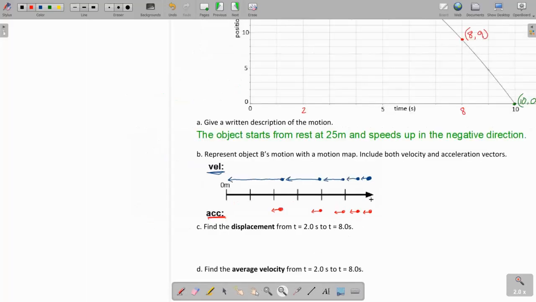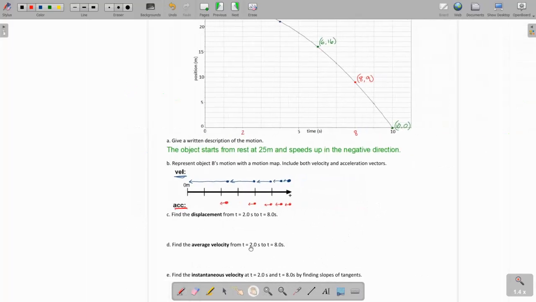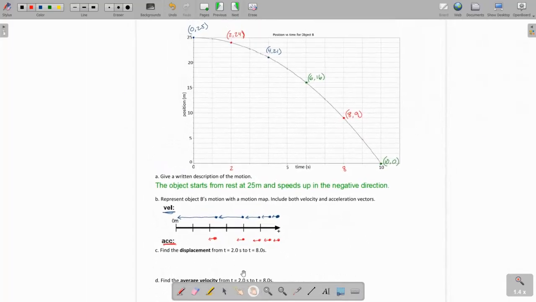Okay, now let's look at, we'll need to use the graph for these next few. So it says find the displacement from 2 to 8 seconds. You can see that I've already labeled the coordinates at 2 seconds and the coordinates at 8 seconds in red here. Don't overthink this. Displacement is just the change in position. So when we're looking at change in position here, at 2 seconds, the object is at 24 meters, okay? And at 8 seconds, the object is at 9 meters, right here.